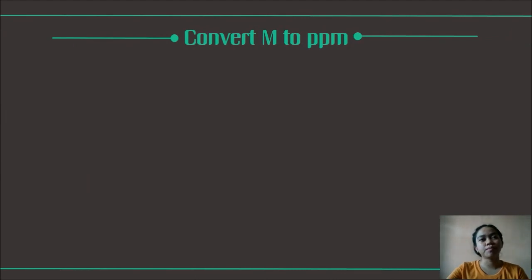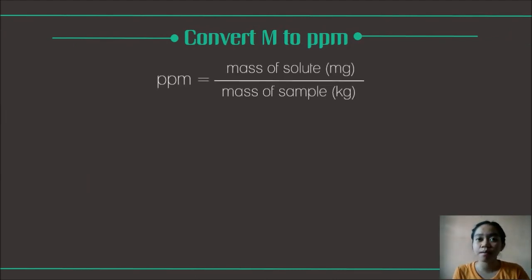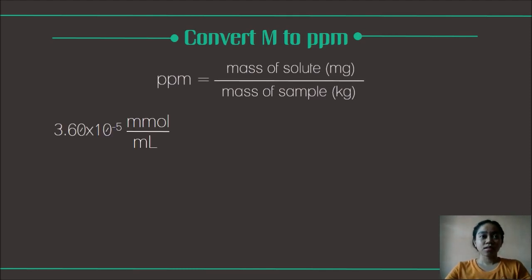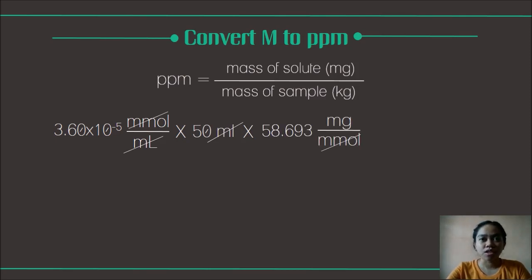We know that ppm is the mass of solute in mg divided by the mass of sample in kg. So the value that we got earlier, we will multiply that concentration by the final volume of the solution, which is 50 ml. Then canceling units, we will have millimole there. And we need to multiply that again by the molar mass of nickel for us to get the mg of the solute, which can be identified now as 0.106 milligram nickel.